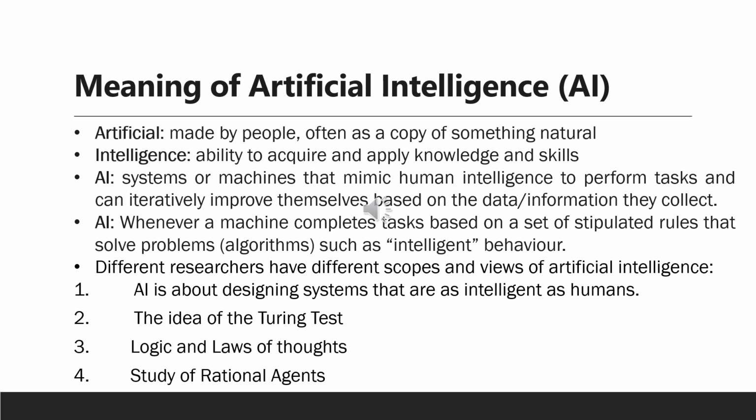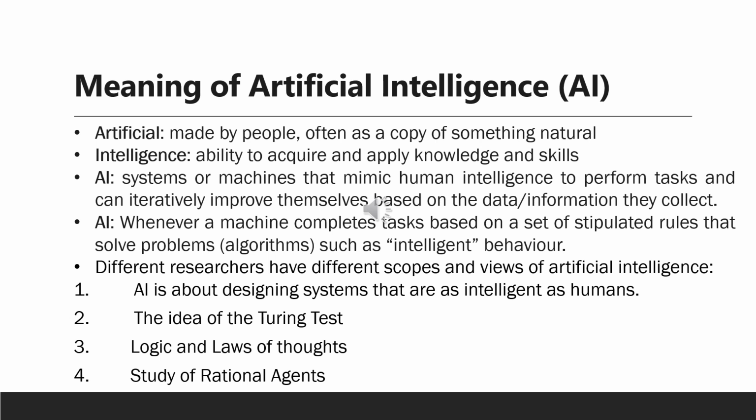Okay, having defined artificial intelligence in this class, we all know that whenever a machine completes a task based on a set of stipulated rules that solve a problem, that is an algorithm, and that act is seen as intelligent. Various researchers have different scopes and views of artificial intelligence. And at the end of this class, you will also have your own scope or your own view of artificial intelligence.